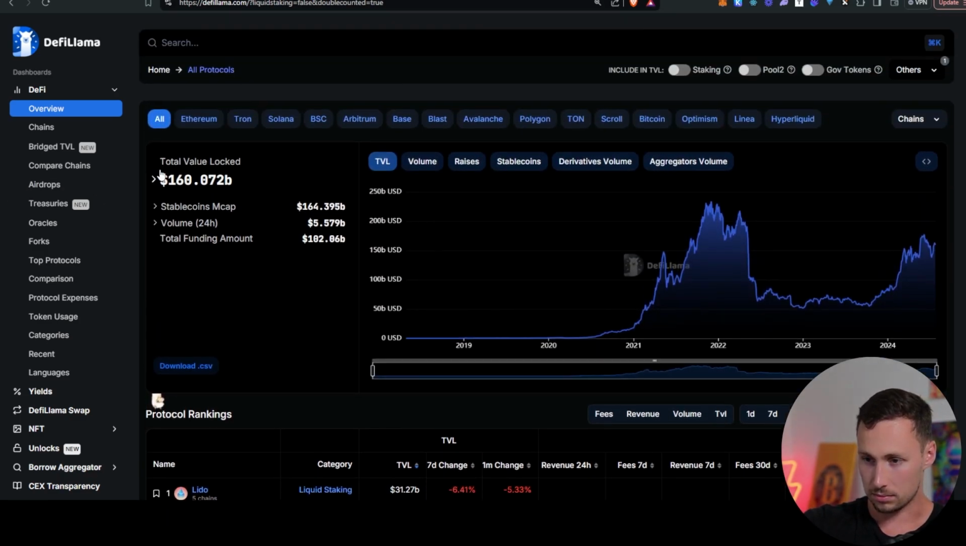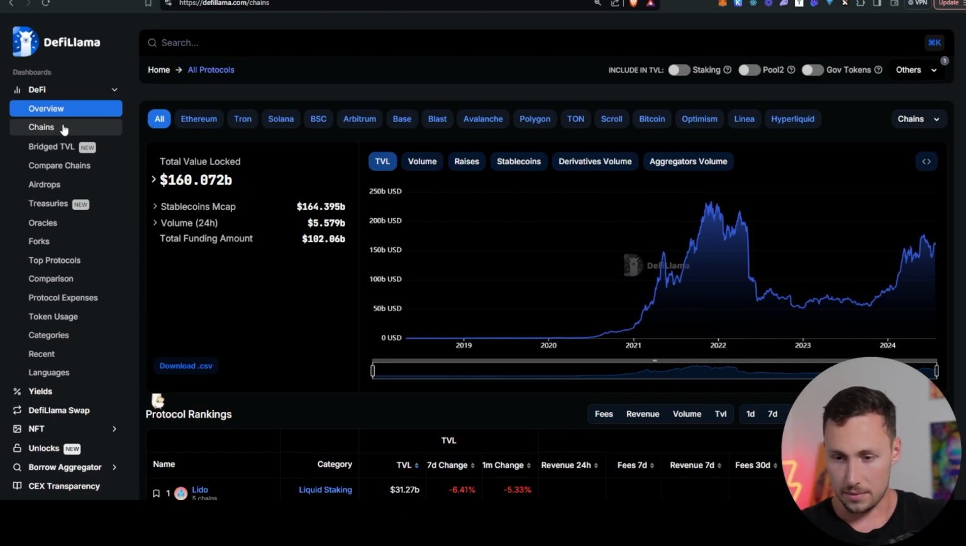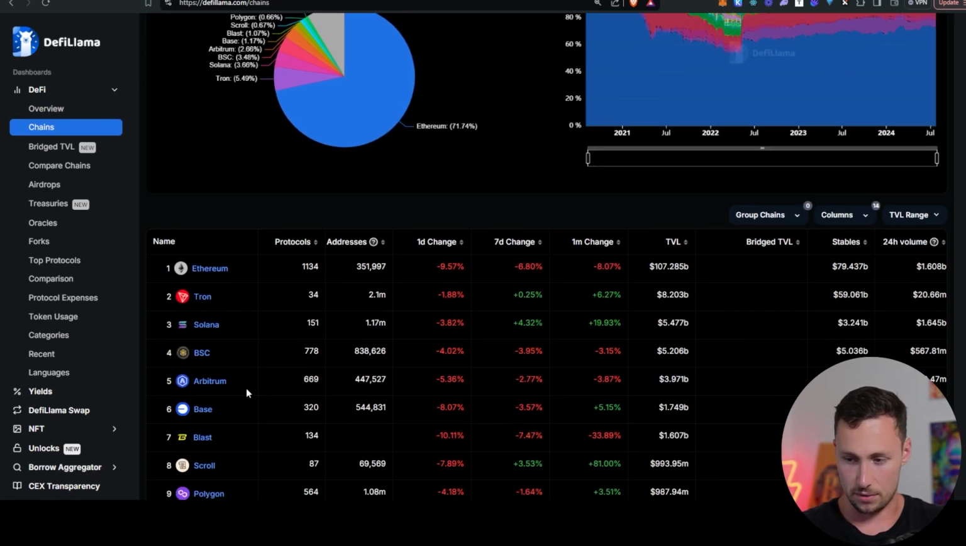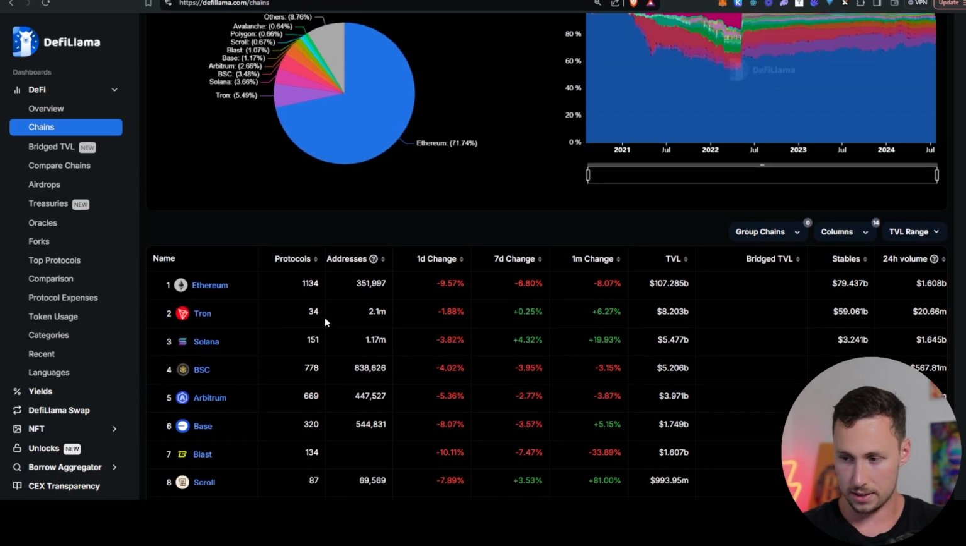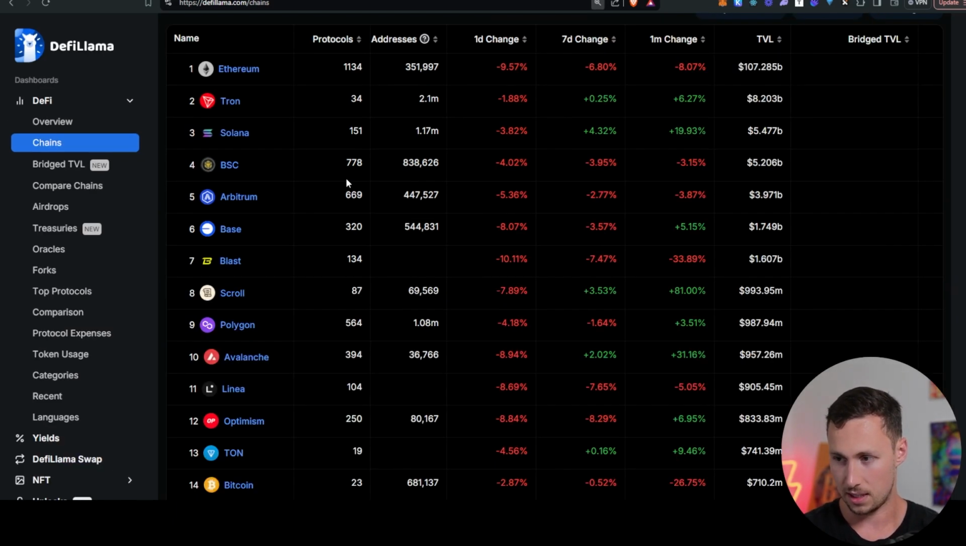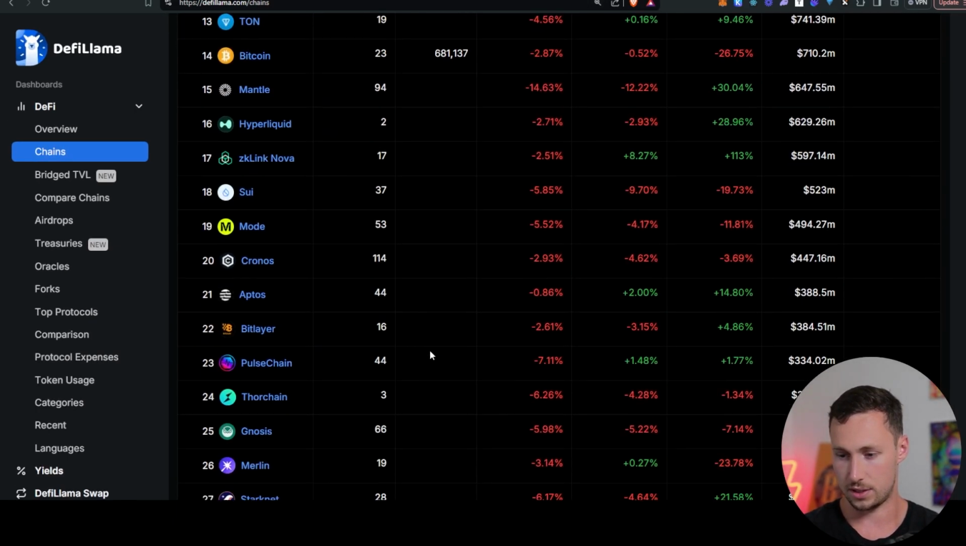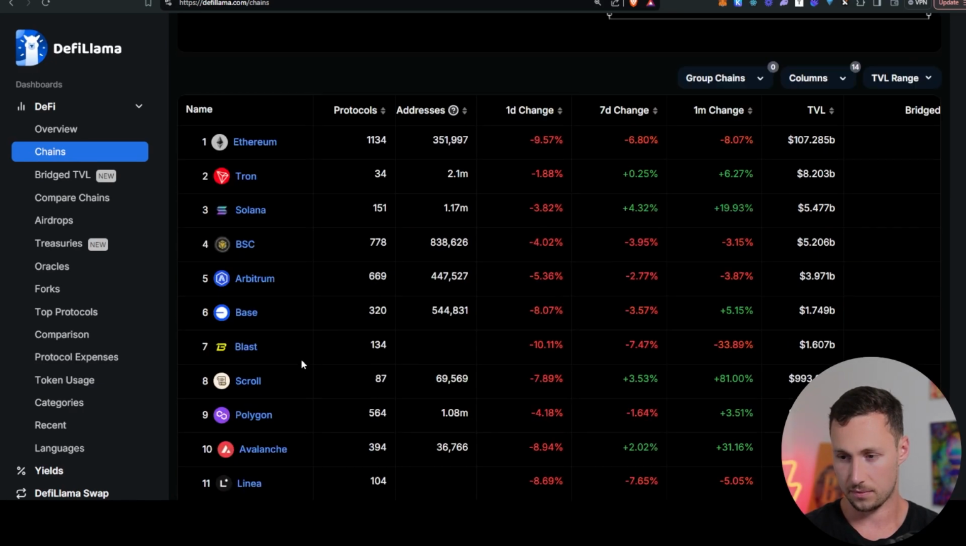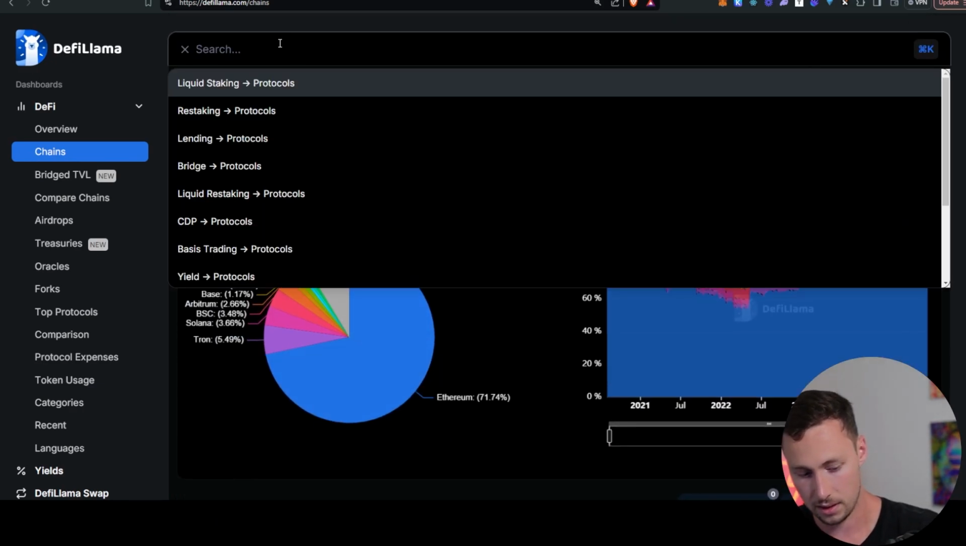So with that being said, let's check the total value locked for these protocols. To start, I'm going to go to chains. And so this is, again, showing us the total value locked across all these different chains. We see, for example, Ethereum is number 1 with 107, and we can go down the list. And so what we want to do is we want to find Sei, and we could look at it here, or we could search for it.